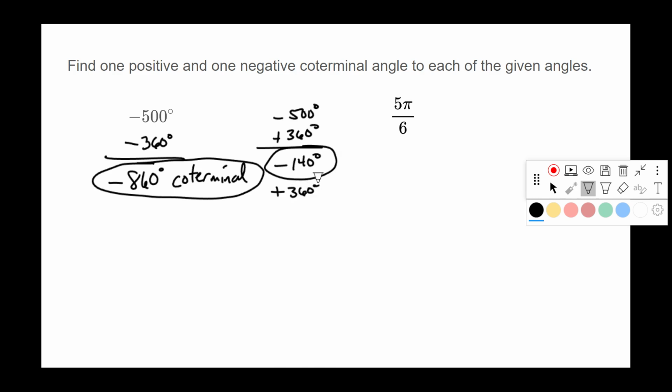I've got to get a positive one. So I've got to add another 360, go all the way around again. That's 220. That's a positive coterminal angle. So both of these are negative coterminal angles. That one's a positive one.